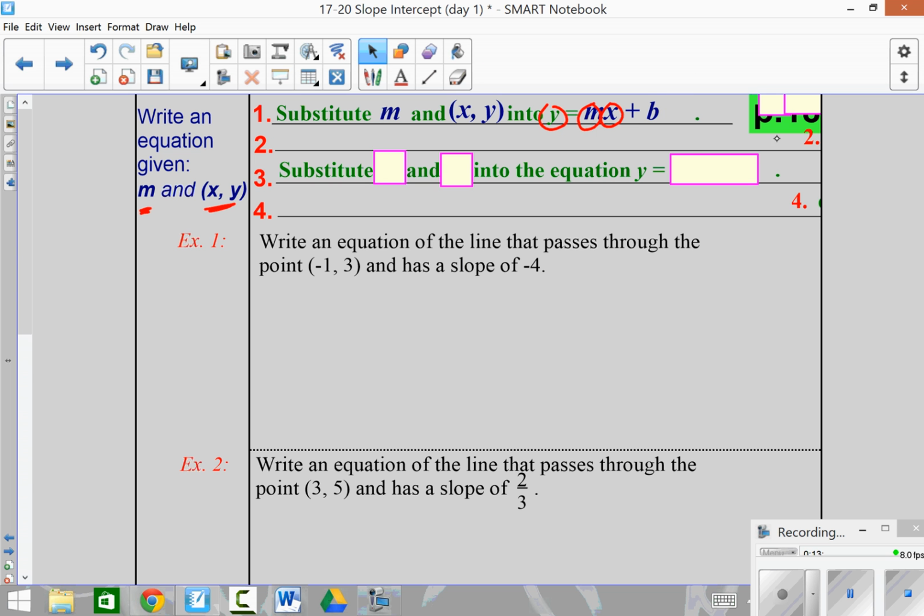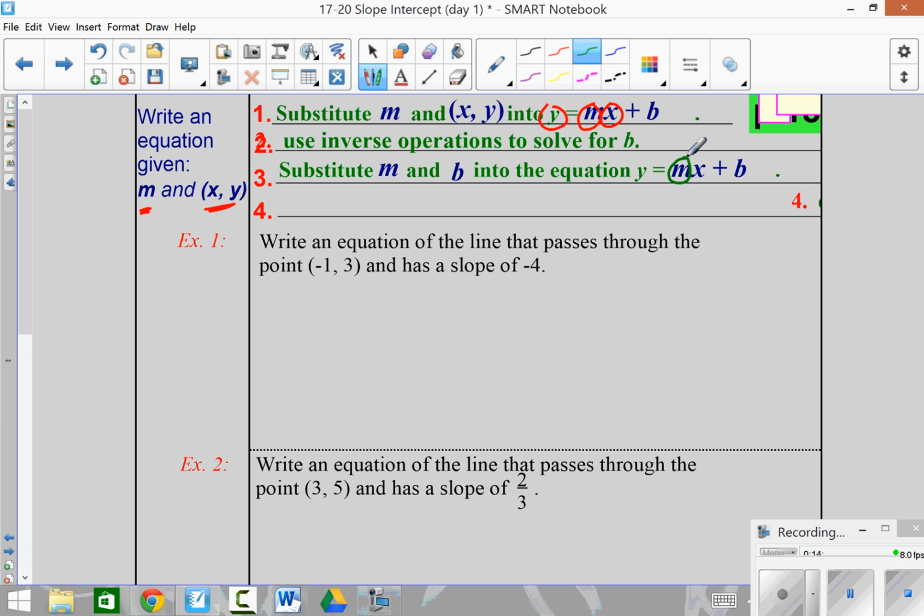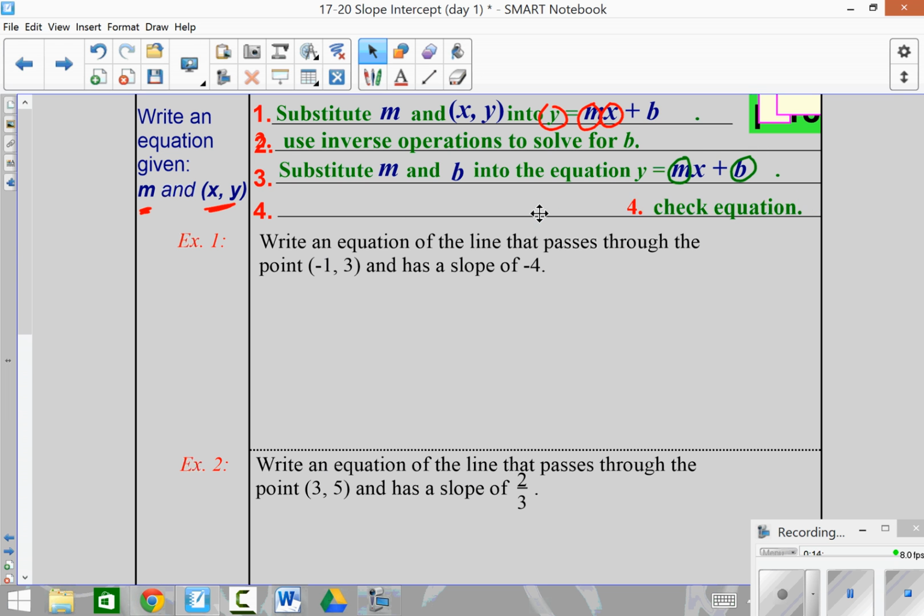So second step is you're going to use your lovely inverse operations, which is SADMAP, and you're going to solve for b. Okay, so you want to get everything over to the left side so b stands alone. Step 3 then, once you found your b, you're going to take your m that was given to you already, and you're going to take your newly found b that you solved for, and you're going to plug them into the equation y equals mx plus b. So you're going to plug in the m where the m goes and the b where the b goes, and you'll have an equation. Last step, go check your equation to make sure that it works.